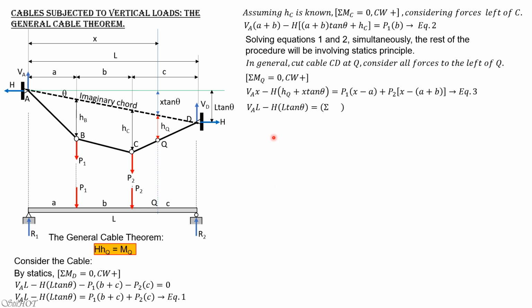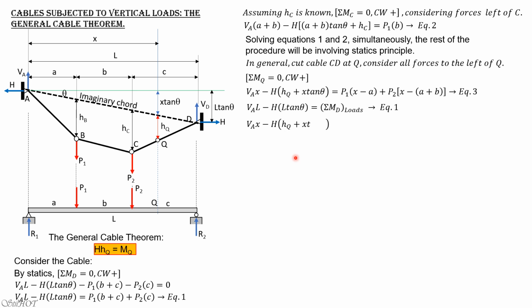Then V sub A times L minus, this is from equation 1, H times L tangent theta equals supposedly P1 times (B plus C) plus P2 times C, and we will call this summation of moment about D due to the loads. So this value is P1 times (B plus C), then plus P2 times C. So we will just call it summation of moment about point D due to the loads. So call that equation 1, which is the same as this.